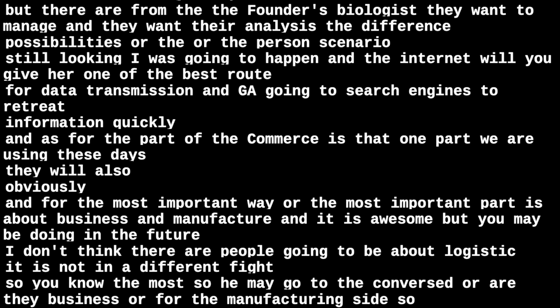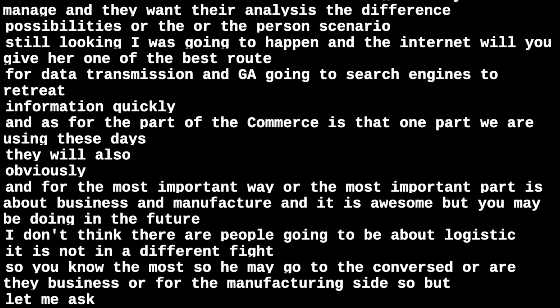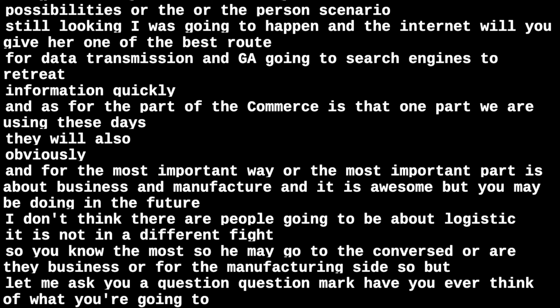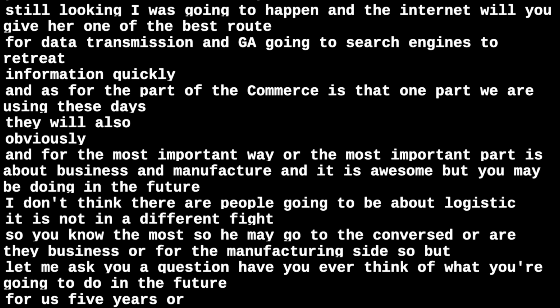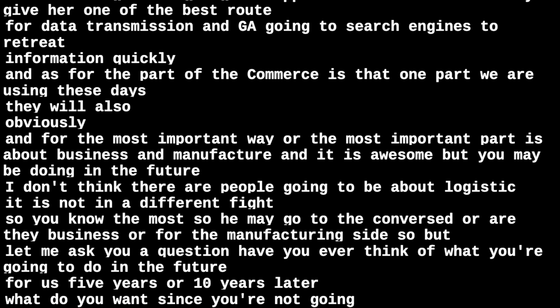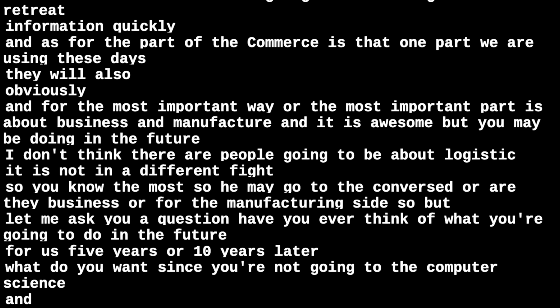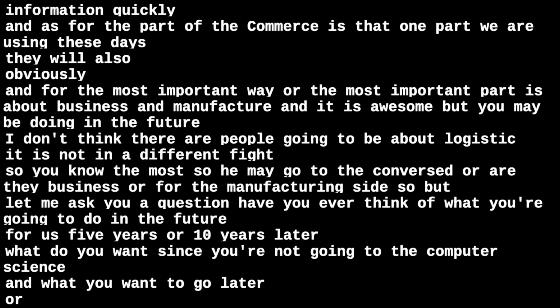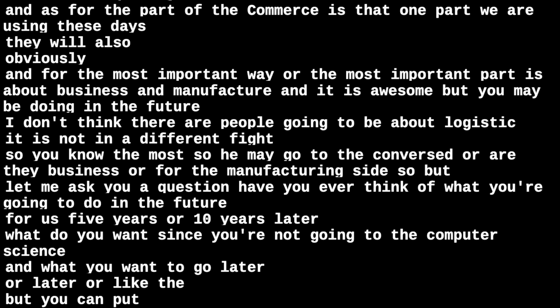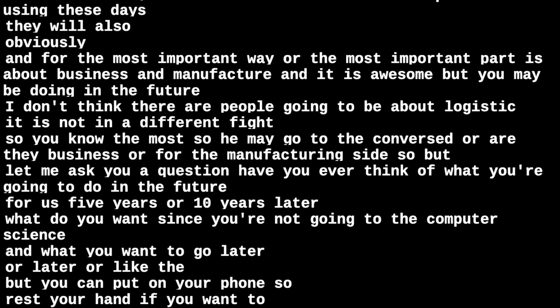But let me ask you a quite interesting question: have you ever thought of what you are going to do in the future? Perhaps 5 or 10 years later. Since you are coming to computer science, what do you want? You want to go to Meta? So, okay, raise your hand if you want to go to Meta in the future.